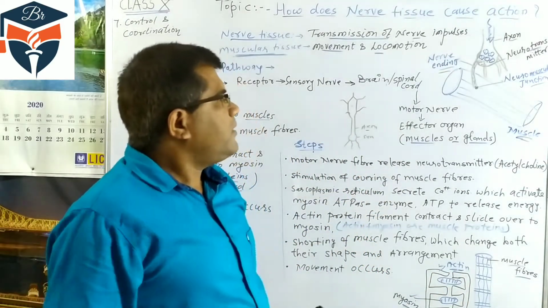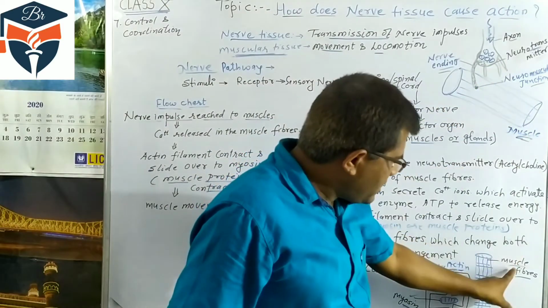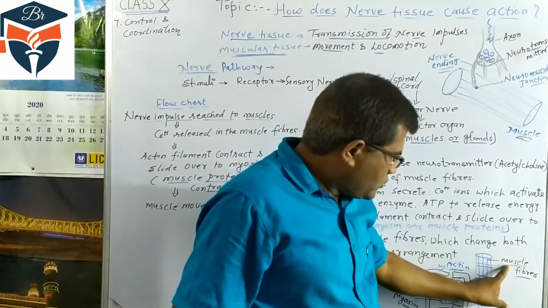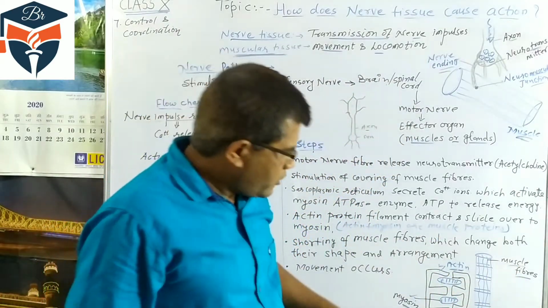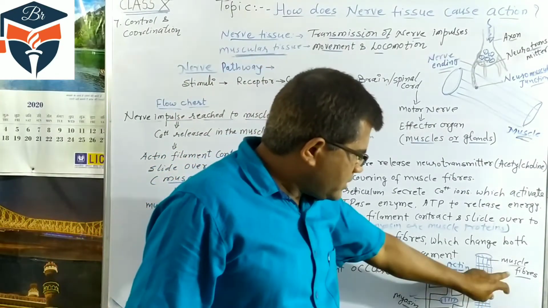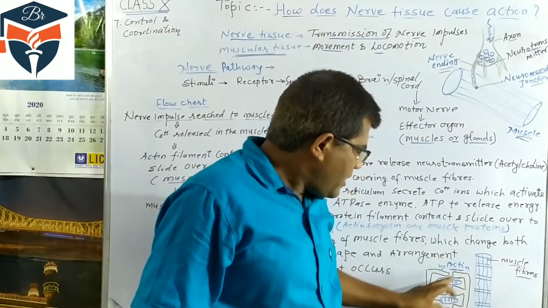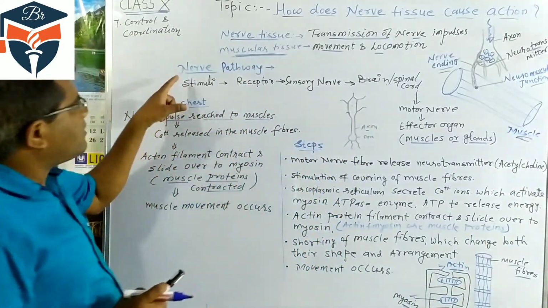So we should remember that the nerve impulse comes to the muscle. In the muscle there are muscle fibers, made up of actin and myosin. Actin and myosin we will study in higher classes, but here you should understand that in muscle fiber there are muscular proteins.